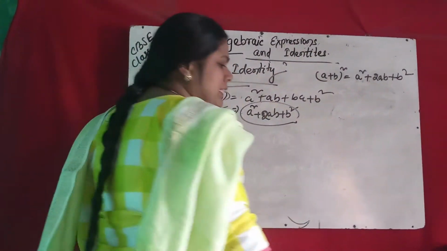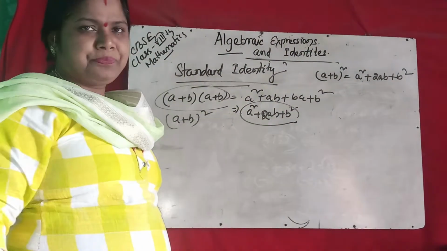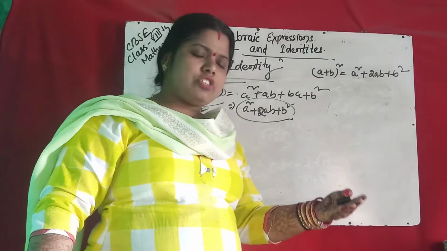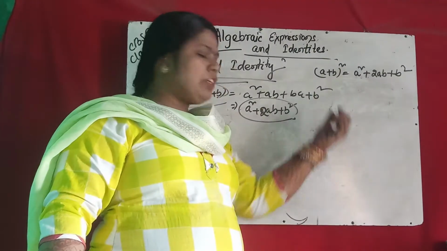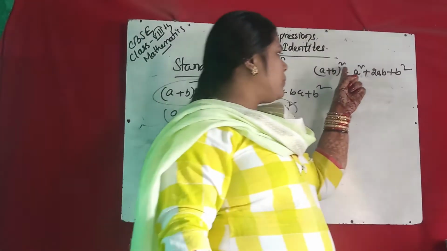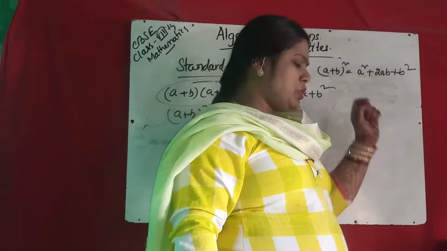In algebra, this is maybe the first formula. To solve in the next video or in the next exercises, we have to solve by using the formulas. Okay, it is called an identity. So first is (A + B) whole square equal to A square plus 2AB plus B square.